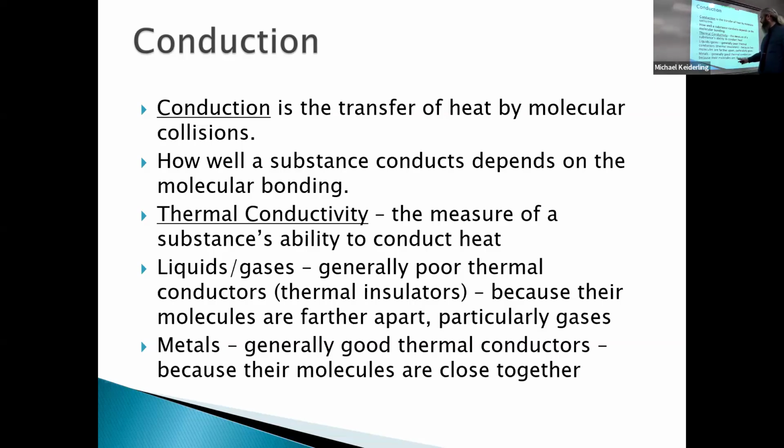Metals are generally good thermal conductors because their molecules are close together and they've got lots of freely moving electrons. For much the same reason they're good at conducting electricity, because they have electrons that can easily move, that can also help to transfer heat.